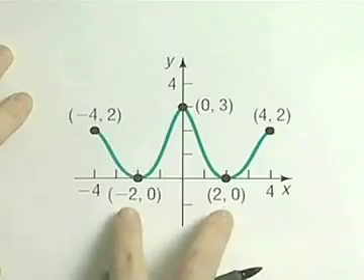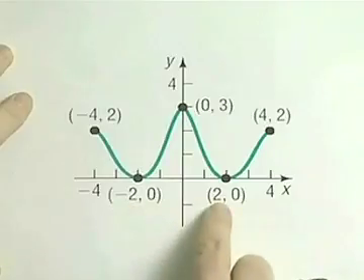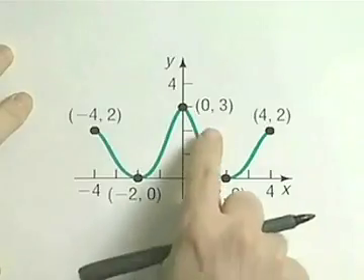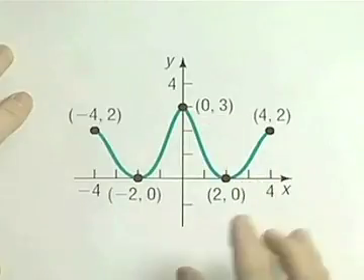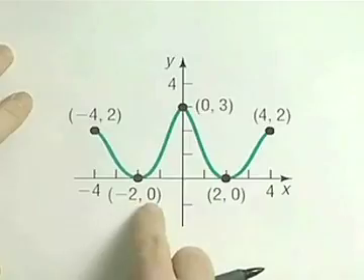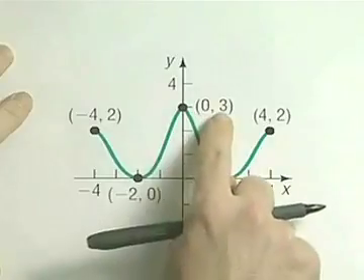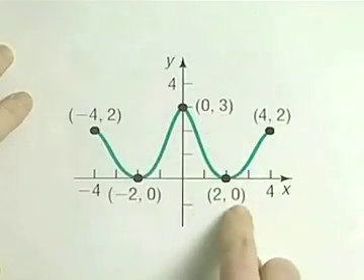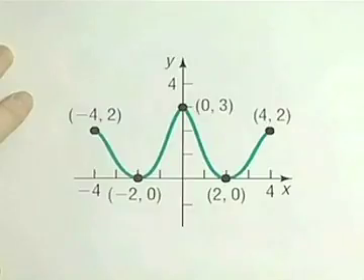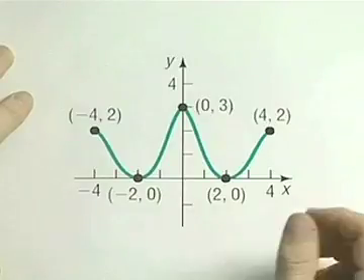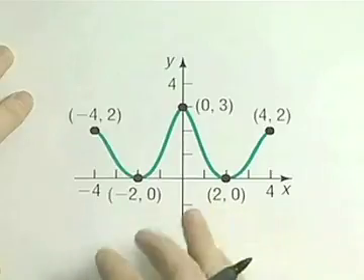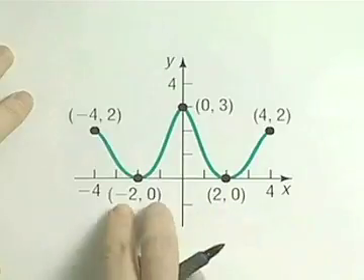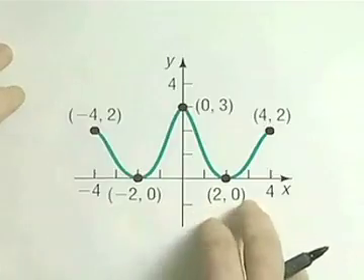Well, the x-intercepts are -2 and 2. The y-intercept is 3. If we just want to say what are the intercepts, we would say (-2, 0), (0, 3), and (2, 0). Notice the difference. If I specify x-intercepts, I only need to provide the x-coordinate. If I say intercepts in general, I have to say an ordered pair.